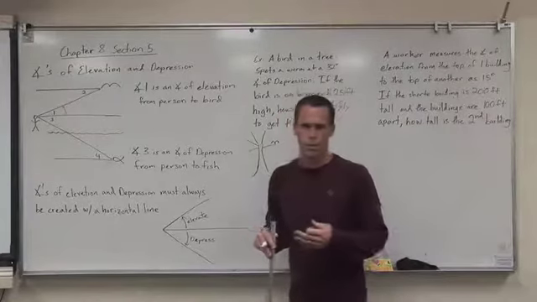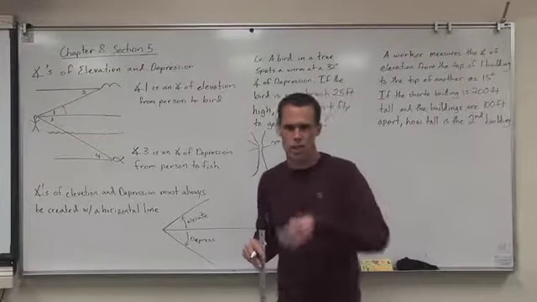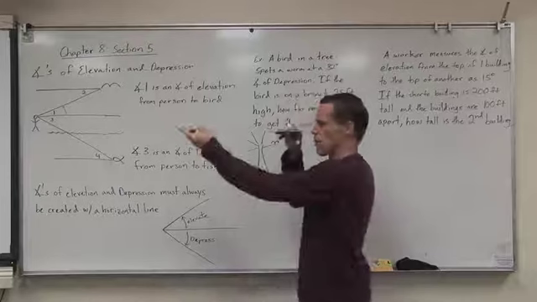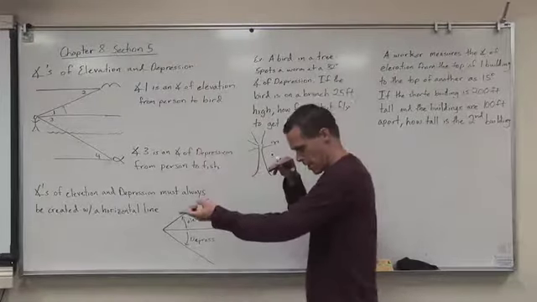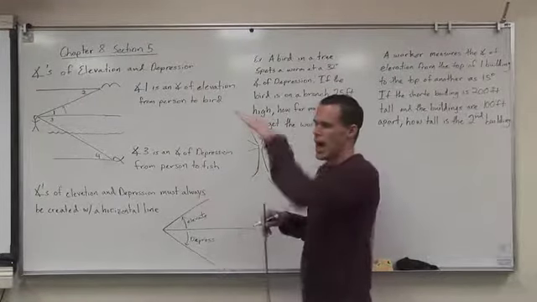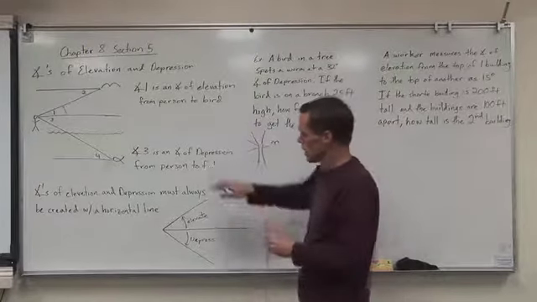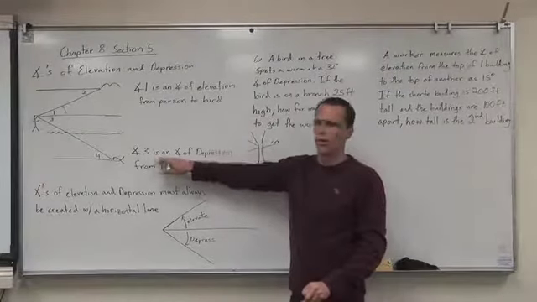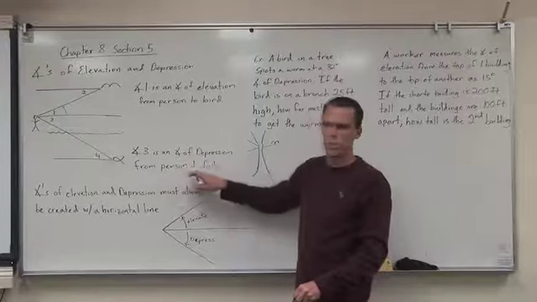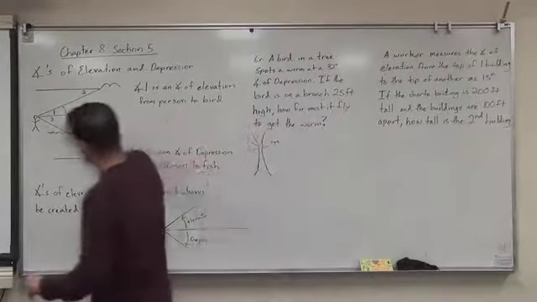Now the reverse happens when the person begins to look down to see the fish. They're looking forward and they tilt their head down to look at the fish. Now that creates an angle of depression. So angle 3 is an angle of depression from person to fish. It is depressing.